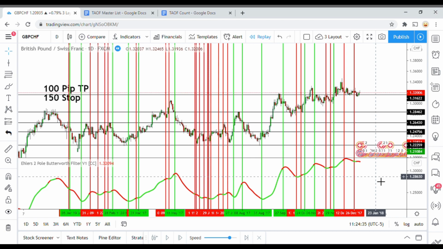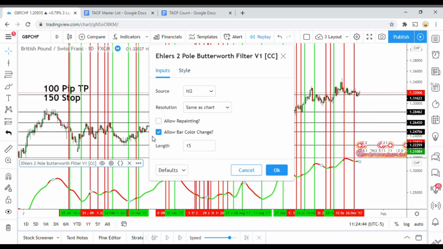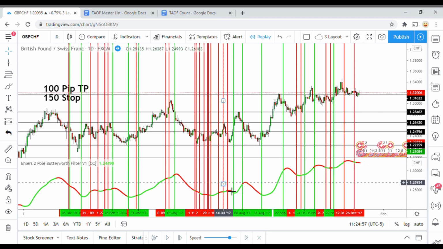So maybe if it was slowed down a little bit, not quite as fast. I don't know. You'd have to go in and play with the settings on it, the inputs, like the length. So yeah, maybe if we extended it out a little bit more, that would help to filter out some of these areas where we just got chopped in and out. But all in all, that was not great. Not great at all. So this one's going to go on the no list, and we'll move on to the next indicator from here.